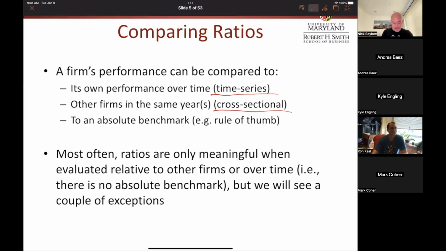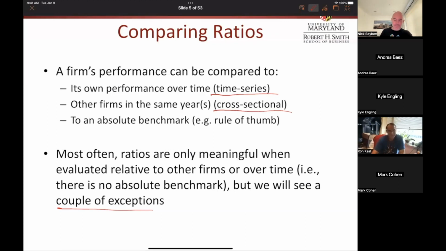That's actually cited down here. We'll see a couple of exceptions. But usually ratios are only meaningful in terms of comparison. There's no such thing as, well, the leverage ratio you need is 1.67. That's just not a thing that exists.